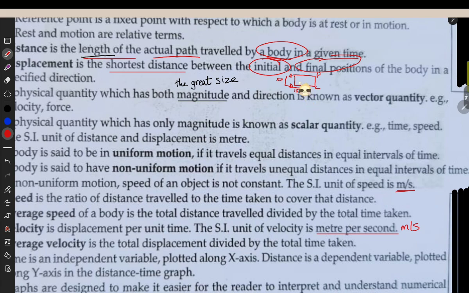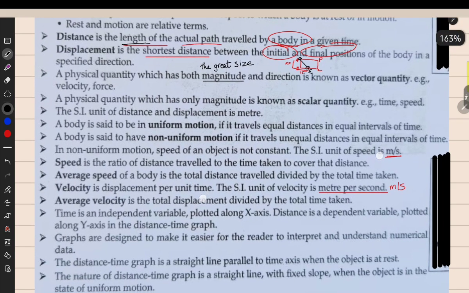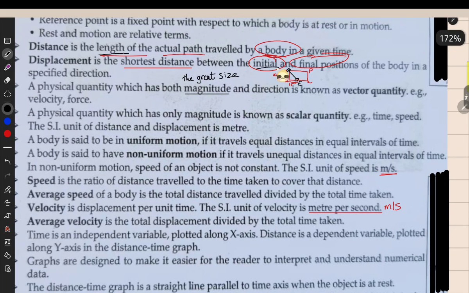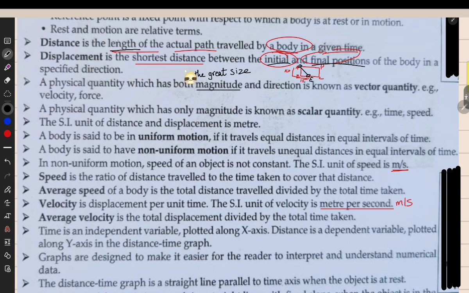But what is the displacement? The displacement means the shortest distance between the initial and the final. That is between A to, I think I'll keep this point as E. From A to E, the point where he covers from A to E is called as what? The displacement. So displacement is the shortest distance between the initial and the final position of a body in a specified direction.